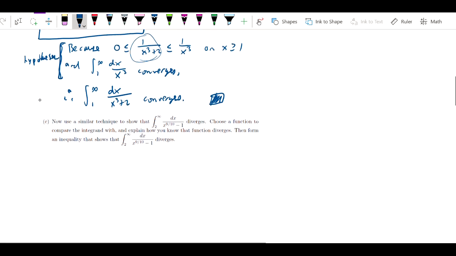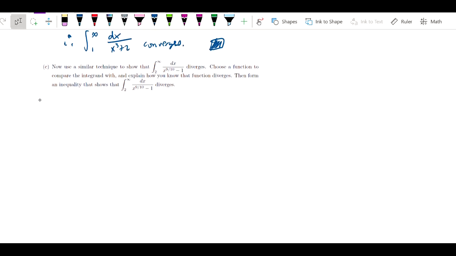All right. So now let's use a similar technique to show that the integral from 2 to infinity of x to the 9/10 minus 1 diverges. The thing you should be thinking about when you look at this sort of problem is that basically, because we're carrying this function all the way out to infinity, this 1 is not really going to matter at the end. The thing that's going to make the most difference is x to the 9/10. So you can sort of think of it as though 1 over x to the 9/10 minus 1 is basically 1 over x to the 9/10.